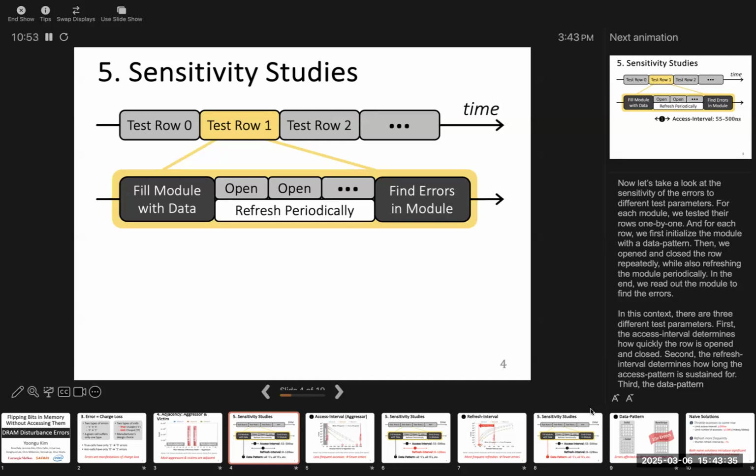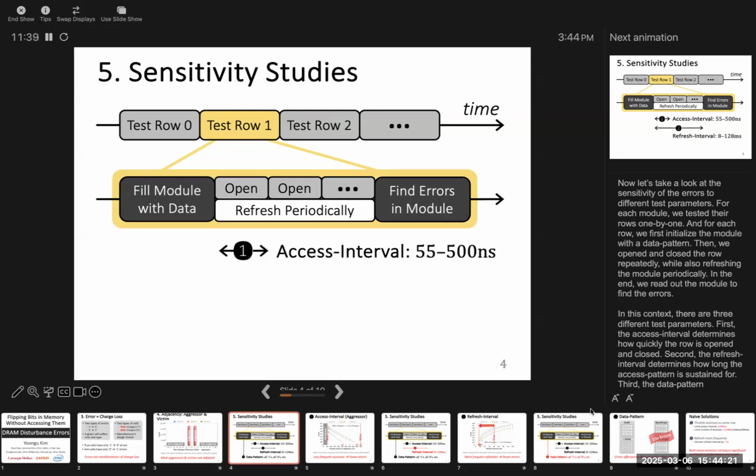So what they are doing is that when they are repeatedly opening and closing that particular row, at the same time, you are refreshing the memory periodically, right? For example, after every 64 millisecond period, all the cells will be recharged. And then after repeatedly opening and closing this particular row, they will find errors in the module. So this is how they are performing their test. And how they are repeatedly opening and closing the particular row, we have seen that example snippet code in the previous lecture.